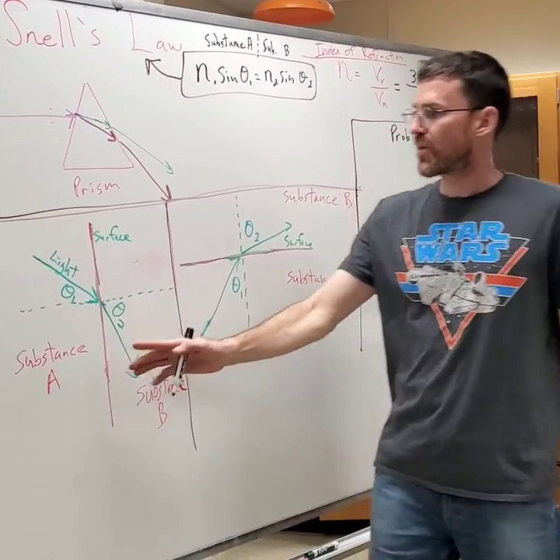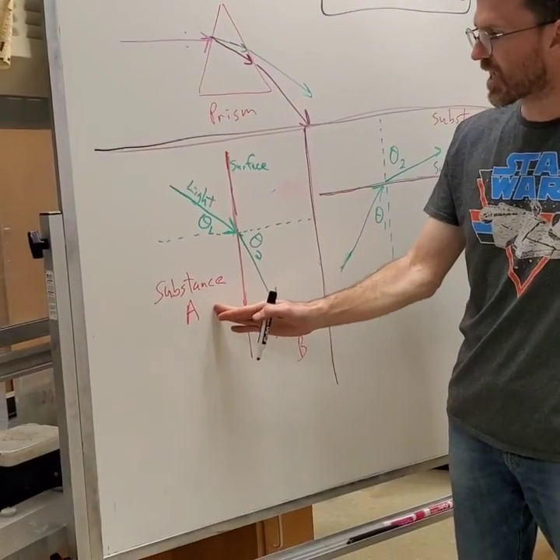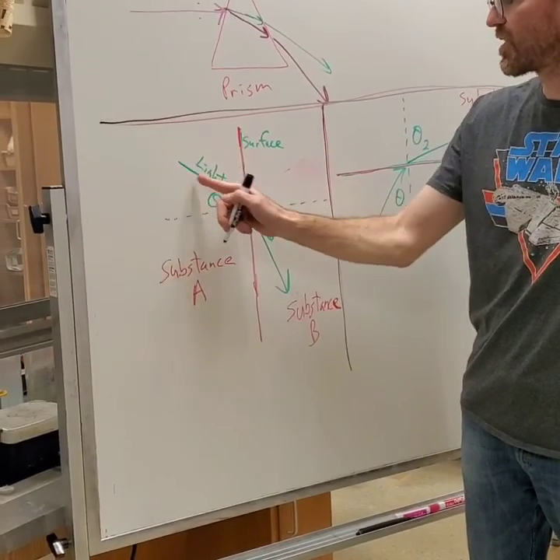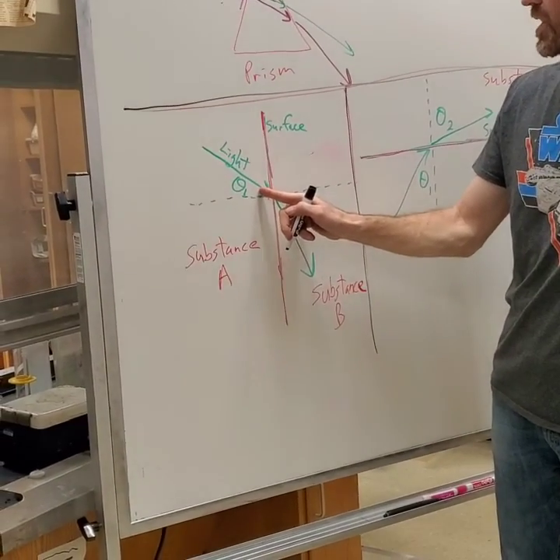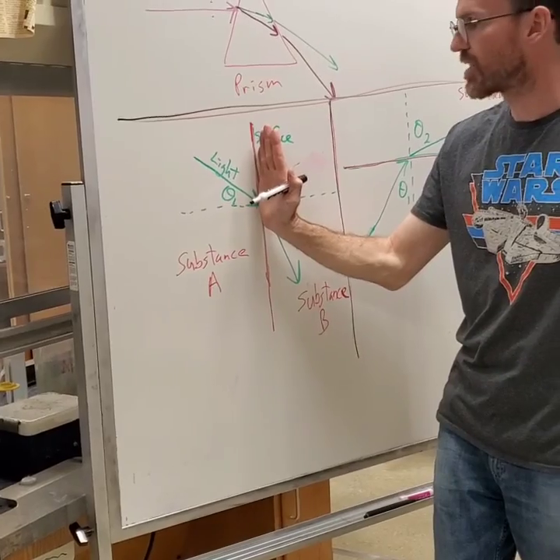Now, if we get onto this example right here, we have substance A, and light is this beam coming in here. Okay, so our surface is right here.